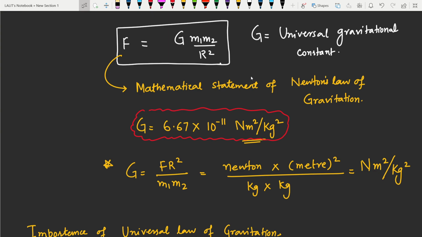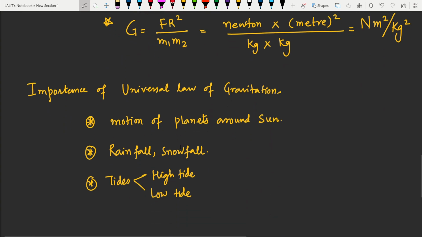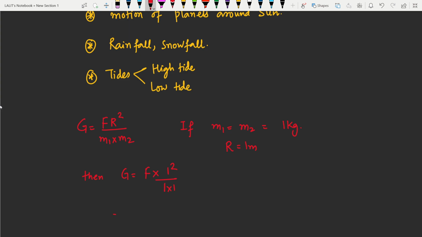Now, before we move on to the other numericals, let us first try to define G. So, what is the equation we get? G is equal to F r square by m1 into m2. So, if m1 is equal to m2 is equal to 1 kg, let us take 1 kg each, and r is equal to 1 meter, then what do we get? Then G is equal to F into 1 square by 1 into 1. So we get G is equal to F.